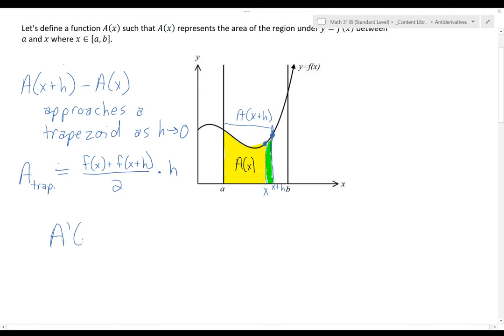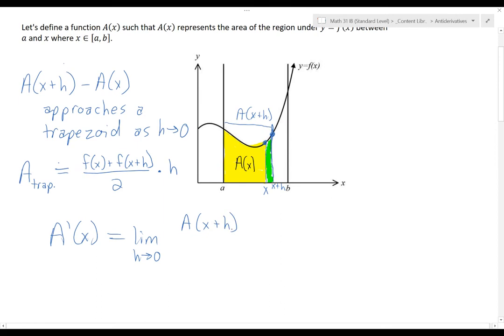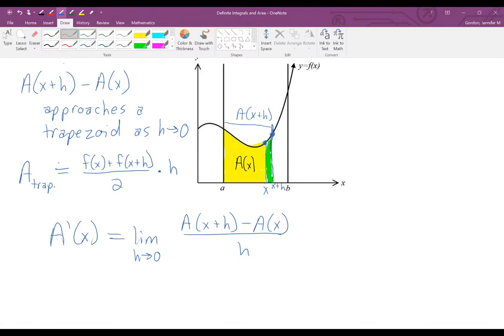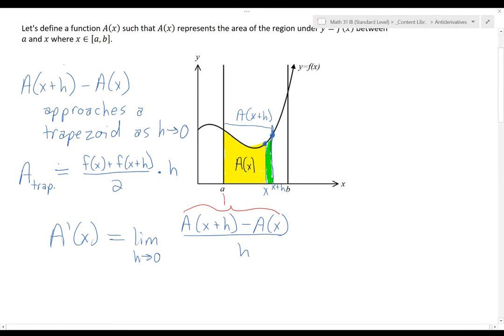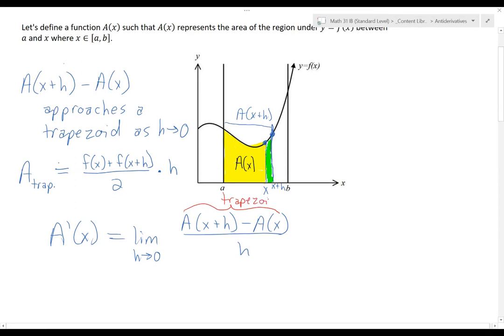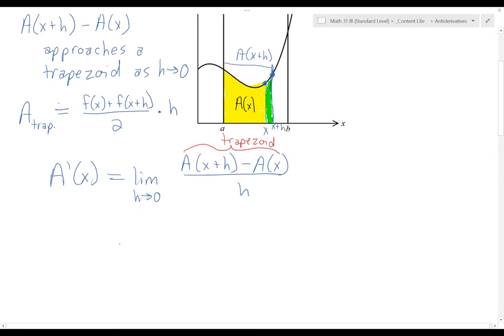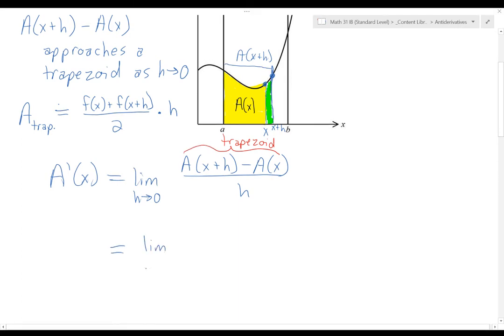So we're going to set that aside for now, and we're actually going to look at what happens if we try to derive A of x. So the derivative of A of x by the limit definition is the limit as h approaches 0 of A of x plus h minus A of x over h. But the numerator here is the trapezoid. And as h is approaching 0, that area, the area with the curved top, is getting closer and closer and closer to the area of the trapezoid, which has a straight line top. So I can replace that expression with my area for the trapezoid.